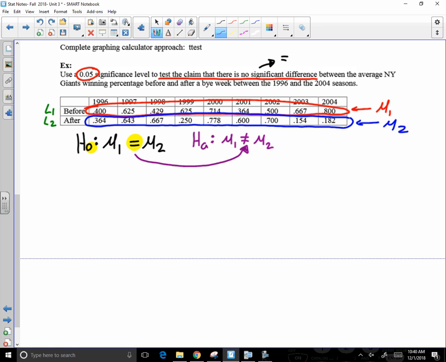If the null's not true, I don't know if it's more or less. I just know it's not the same. That's what this symbol means. Not the same. I don't know in which direction it's not the same. I don't know if before is more than after or before is less than after. I just know it's not the same as after, and that's all that matters. All right. Wonderful.